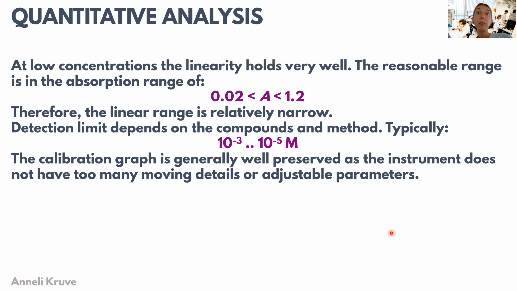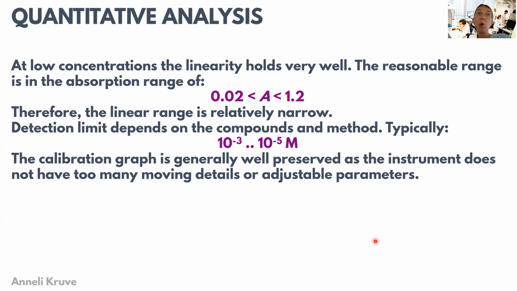And the reason for this is that there aren't very many parts of the instrumentation that can change during the time. So there aren't very many moving parts. So the monochromator, yes, there are moving parts. There is a motor that is turning it, but this is very well reproducible and also necessary for us to be able to rely on the accuracy of the wavelength.